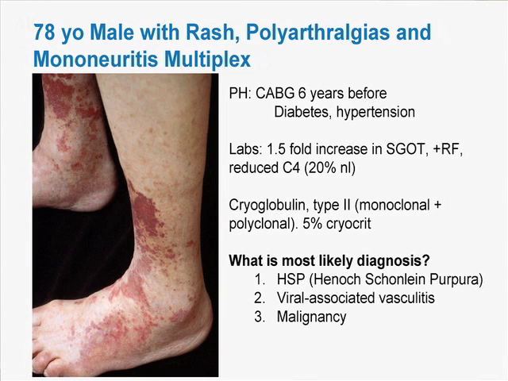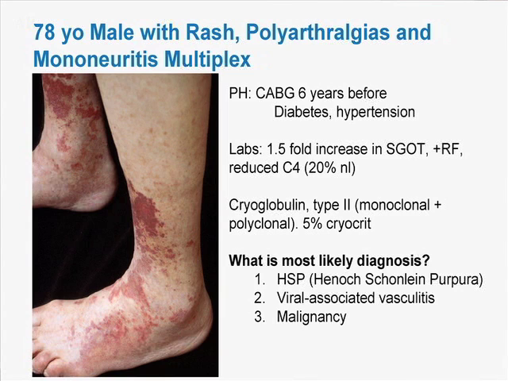He also had polyarthralgias, mononeuritis multiplex, and sensory motor neuropathy, and his past history is very significant because he had a coronary artery bypass procedure 6 years before. He was known to have diabetes and hypertension, and his labs at the time that this lesion was found showed a significant increase in liver enzymes.